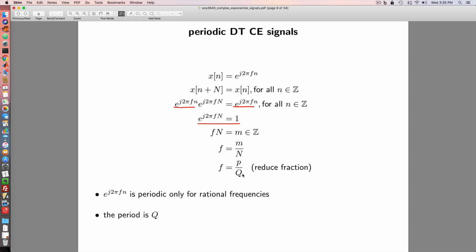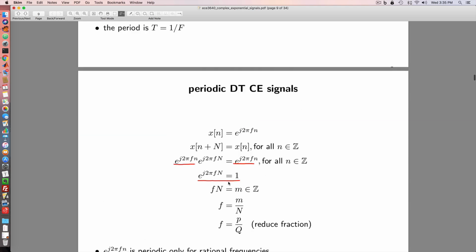Now the conclusion that we make from this is that the discrete time complex exponential is periodic if and only if the frequency is a rational number. A rational number is a ratio of integers, p and q. And when that is the case, the period of that complex exponential signal will be the denominator of that ratio, in this case q.